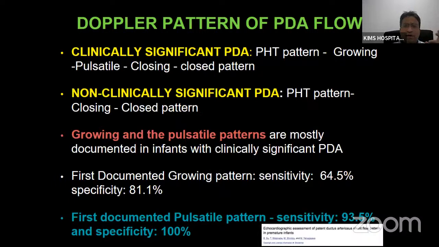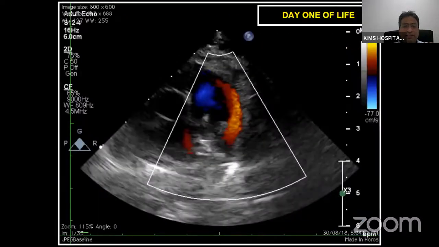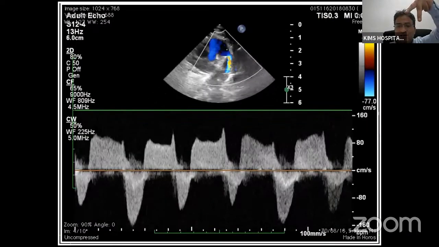So the Doppler pattern of DA flow we already explained. You can see this is the PDA, and you can see that it is not a tripod. Two blue flows are seen, as well as a third. In the Doppler also, as you see in the flow, if you put the Doppler on the baseline, whatever flow is coming towards the probe will show above the baseline, and flow going away will show below. That means the lower one is the right to left shunt, and the upper one is the left to right shunt.